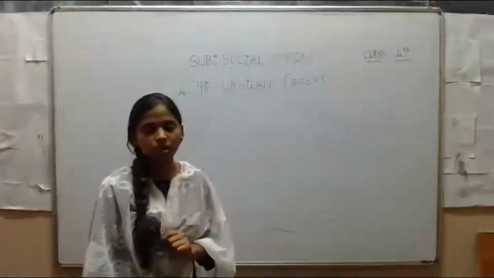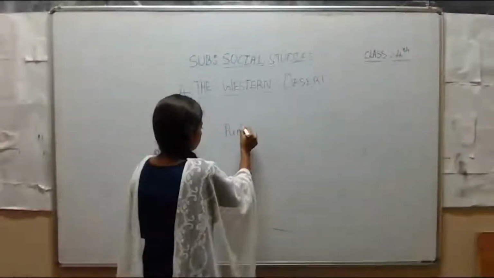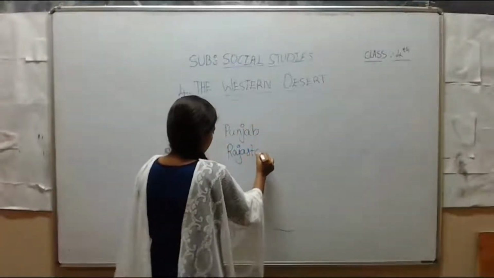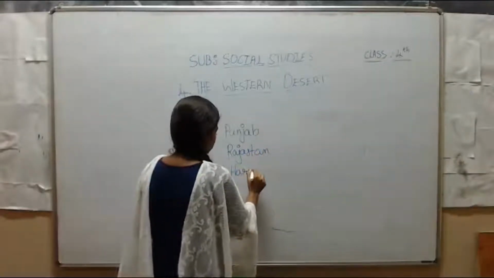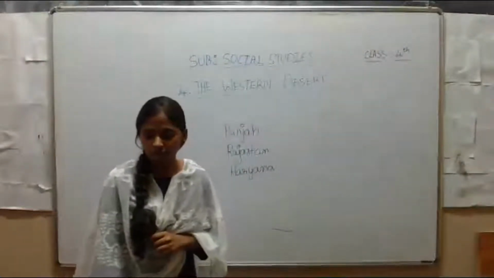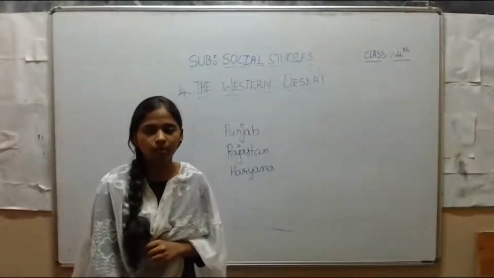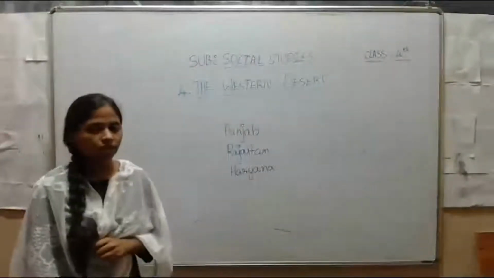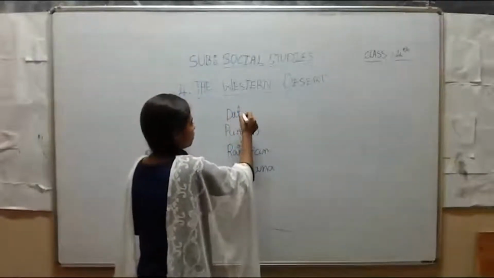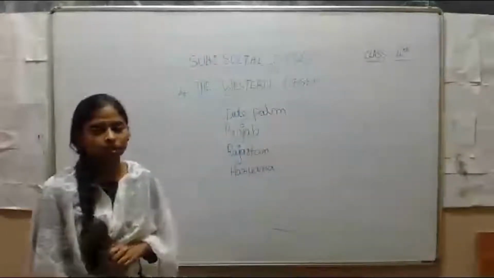So some other states which come under this desert area are Punjab, Rajasthan, Haryana. In all these states you can observe the desert area. So students, as I told you, near the water bodies people will live, and the major crop which is grown here is date palm. You can observe the date palm trees in the desert.